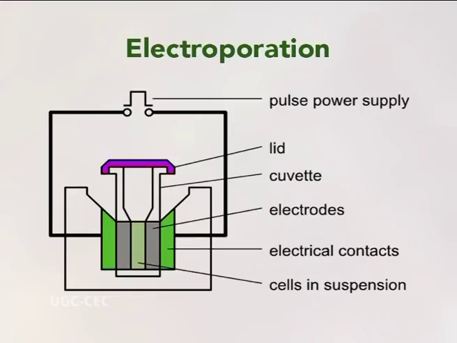Electroporation can be used to introduce nucleic acids, proteins and other molecules into suspensions of animal cells, plant protoplasts, gram-negative and gram-positive bacteria. The transformation efficiency can be as high as 10^10 transformants per microgram of DNA.